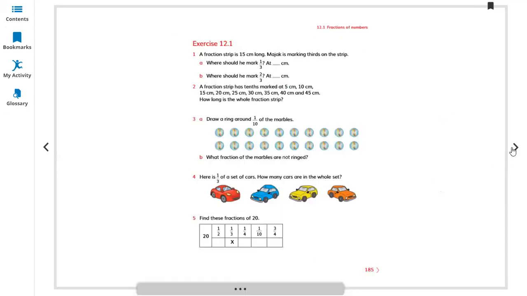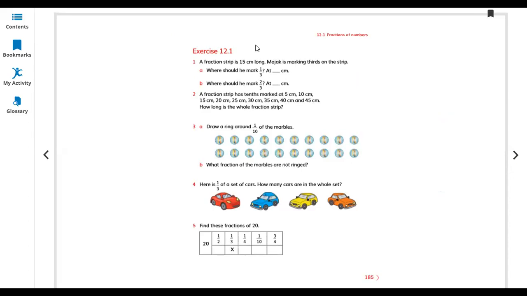So let's start. A fraction strip is 15 centimeters long. Majak is marking thirds of the strip. Where should he mark 1 by 3 at? How many centimeters are there? 15. So for 1 by 3, 15 divided by 3 means 5. So it means after 5, then 10, then 15. So at 5, we can write here at 5 centimeters.